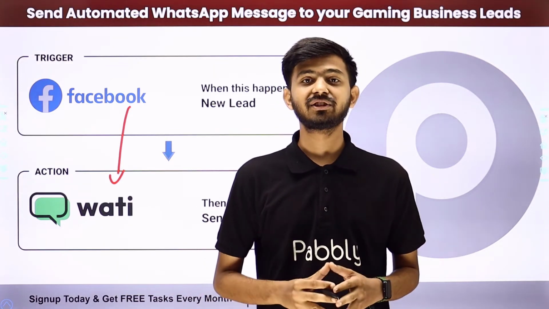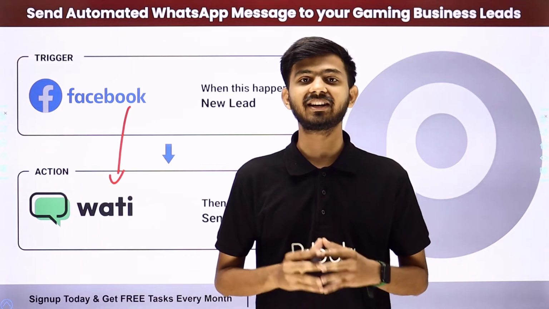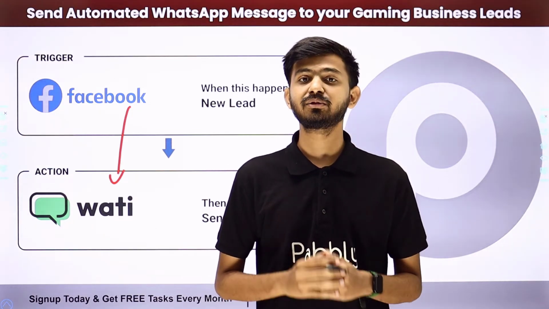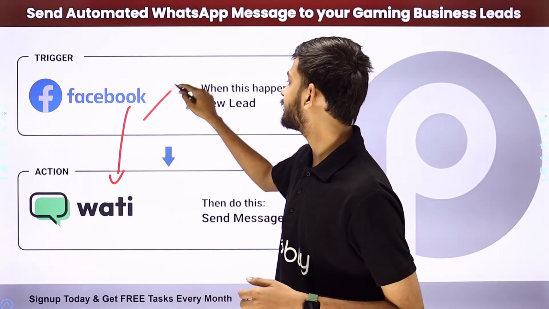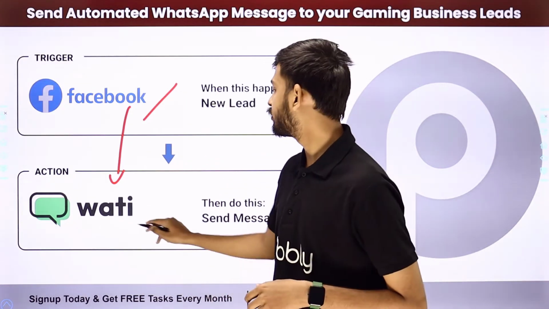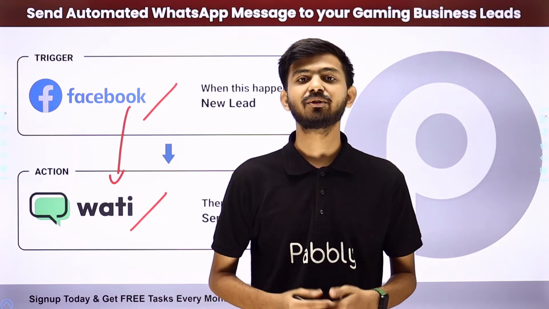For creating this integration, we are going to use Pabbly Connect, which is an amazing software for automation and integration. In Pabbly Connect, we are going to use trigger and action. In the trigger application, I'm going to use Facebook Lead Ads. In the action application, I'm going to use Vati. So how am I going to create this integration? For that, let me take you to my computer screen.